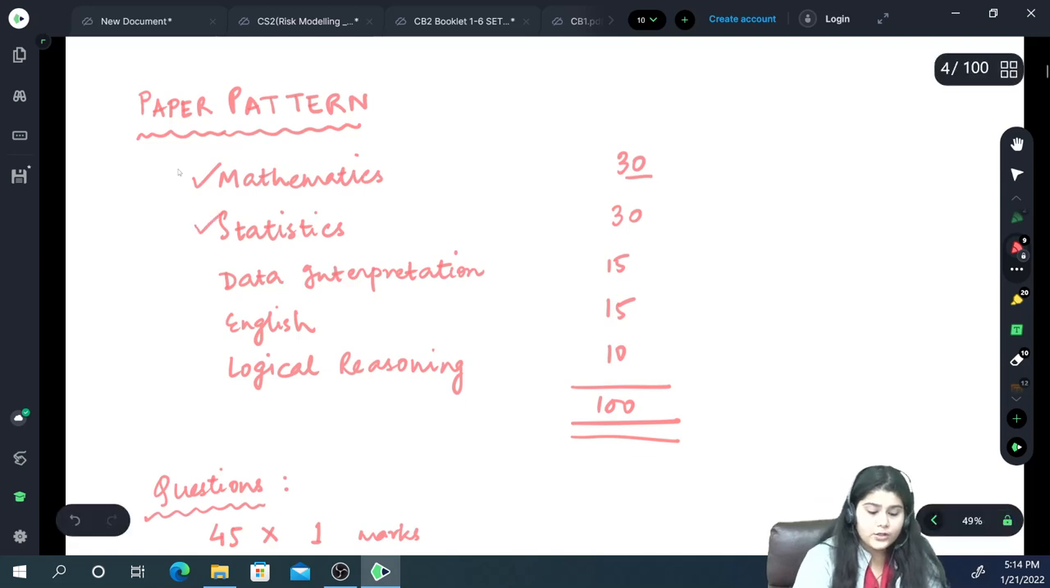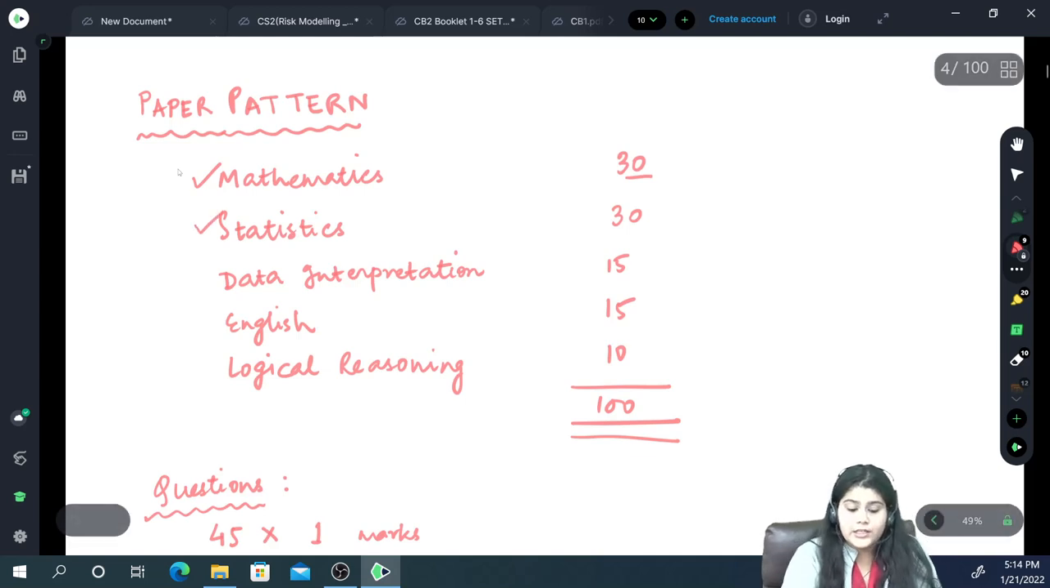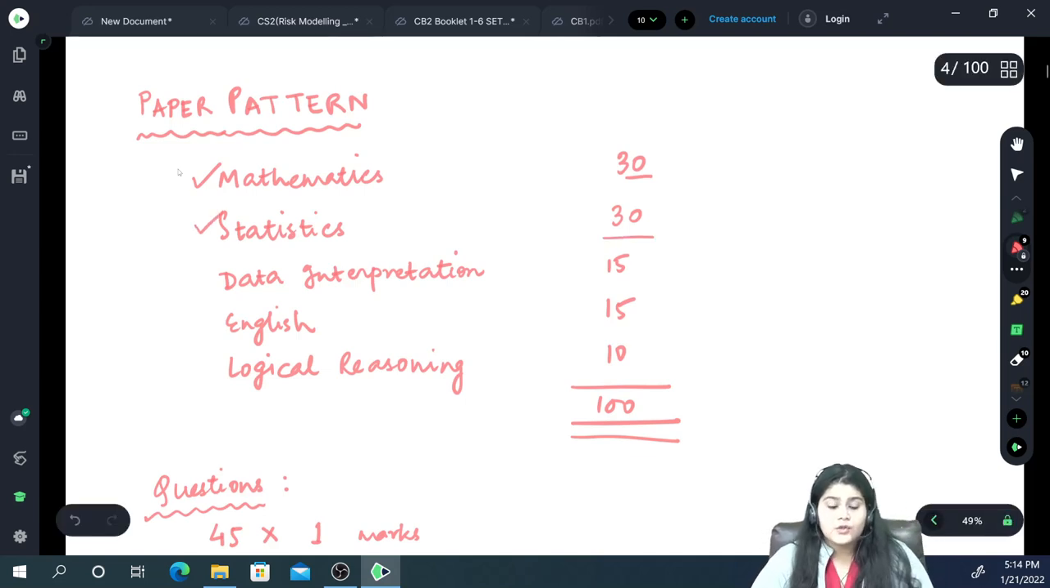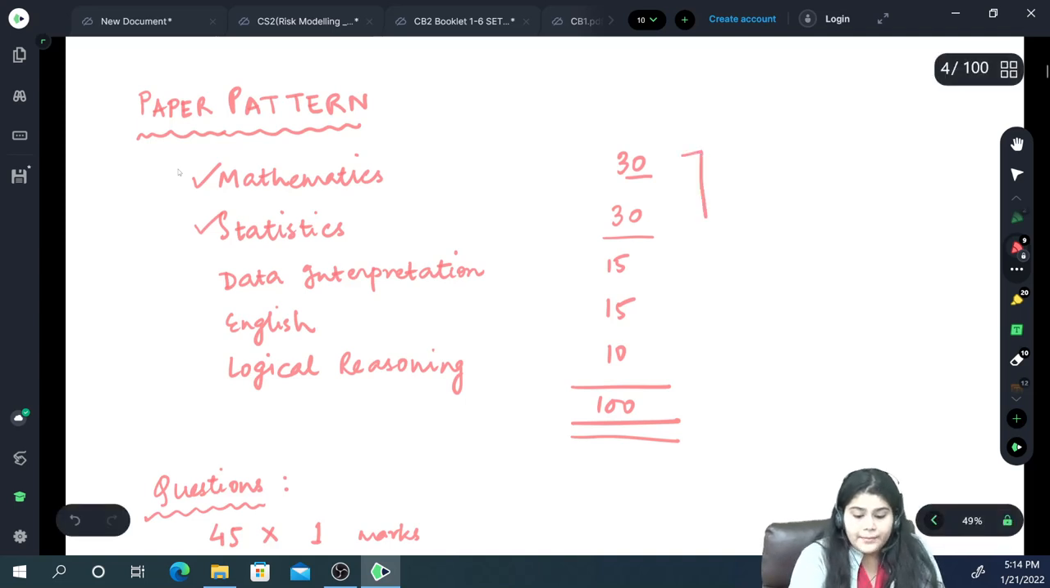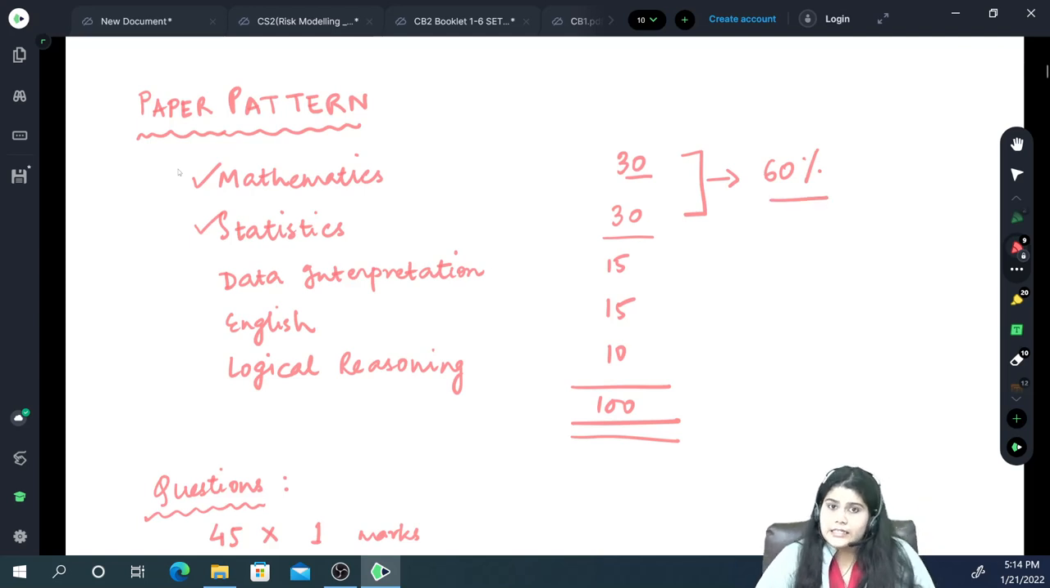Next, moving on to the statistics portion, which is again another 30%. So as you all are seeing, maths and stats together make up 60% of the paper, right? So now statistics is something that contains relatively newer topics. In mathematics, most of the topics just get a little advanced. But in statistics, you will be meeting some completely new topics that were probably not there in your plus two.